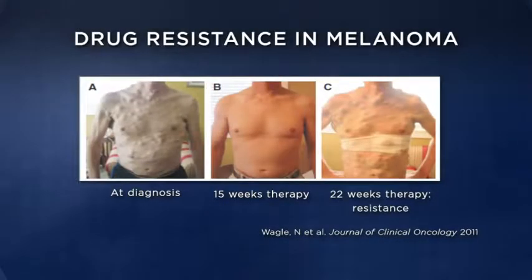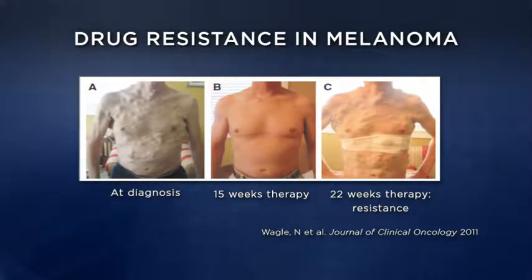Here is a very dramatic series of photographs of a patient with melanoma. So this is at diagnosis. You see the melanoma has spread. After 15 weeks of therapy, it's gone, but isn't. And it comes back after 22 weeks of therapy, and it's resistant at this point to the same drugs.